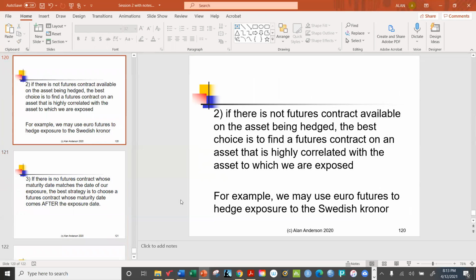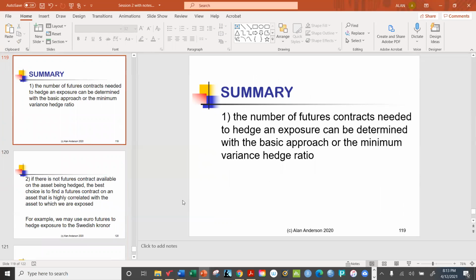So our summary just tells us that the number of futures contracts needed to hedge an exposure can be determined with either the basic approach or the minimum variance hedge ratio, partially depending on how much information we have, partially on the size of the position we have.